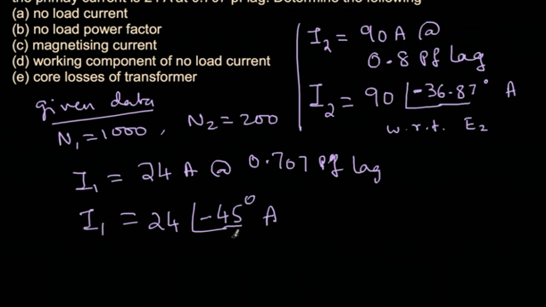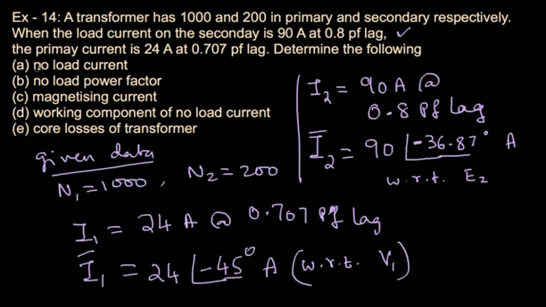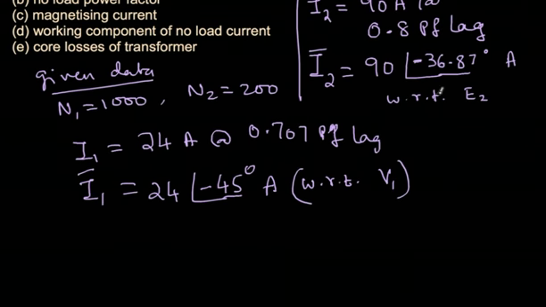So this is I1, and this angle is with respect to V1. Now notice this is slightly different than the previous problems that we solved. Determine the following: no load current. So now I want to find what is I naught. All the time we used to see the question what is I1, but here the question is different. We have to find I naught.